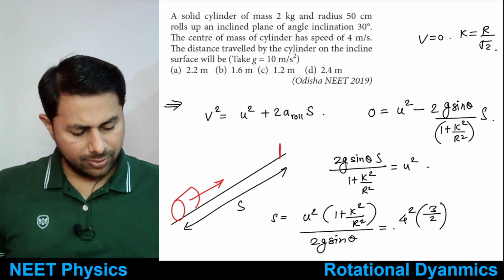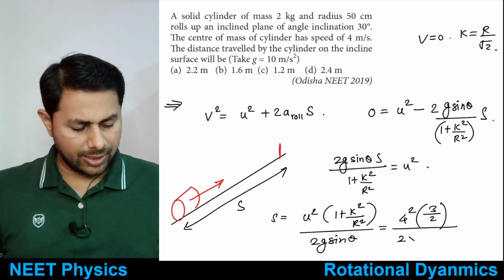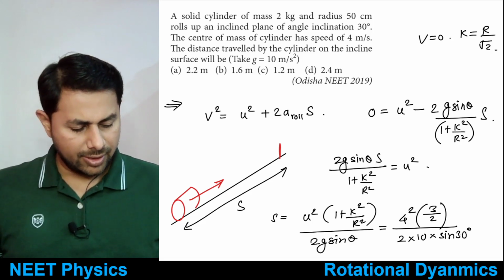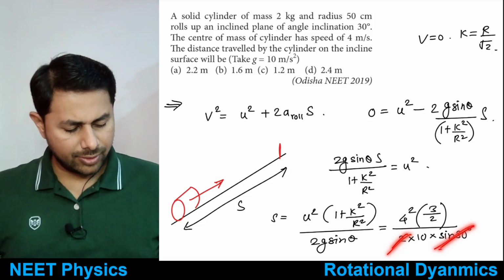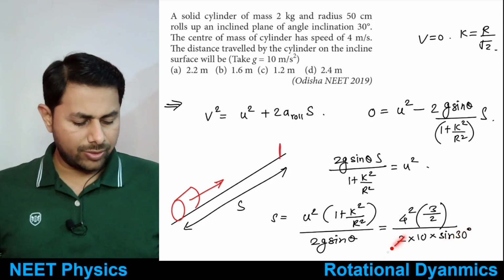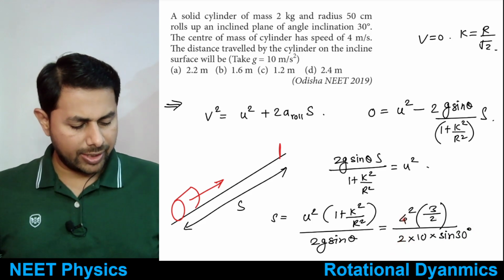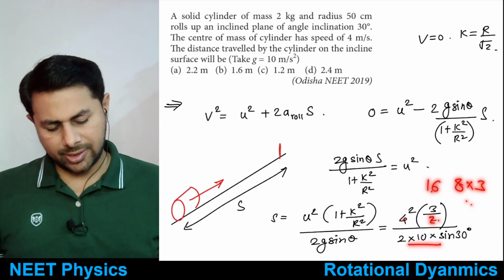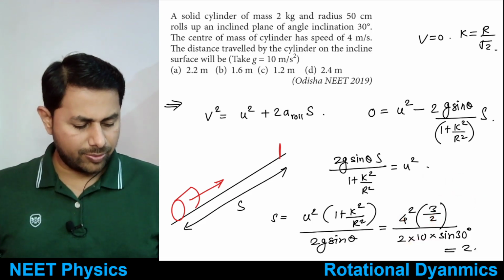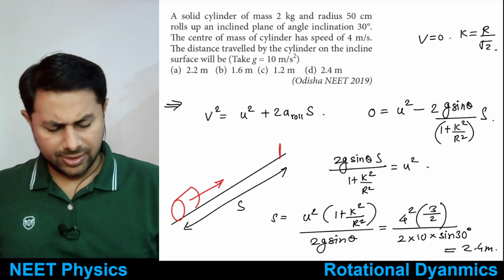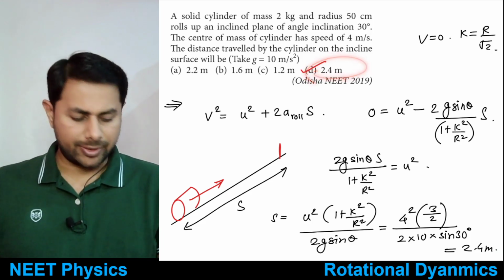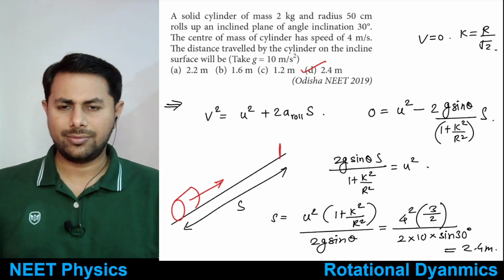Okay, this is 3 by 2 divided by 2g sine theta. So 2 times 10, and it is sine 30. Sine 30 is half, so that thing gets cancelled out. Half and 2 get cancelled out, and you have 4 square, means 16 divided by 2 is 8, times 3 is 24, divided by 10 is 2.4. Okay, so the answer is 2.4 meters. Just some calculation, right? So the answer is 2.4 meters. This one is clear? Yes, no?